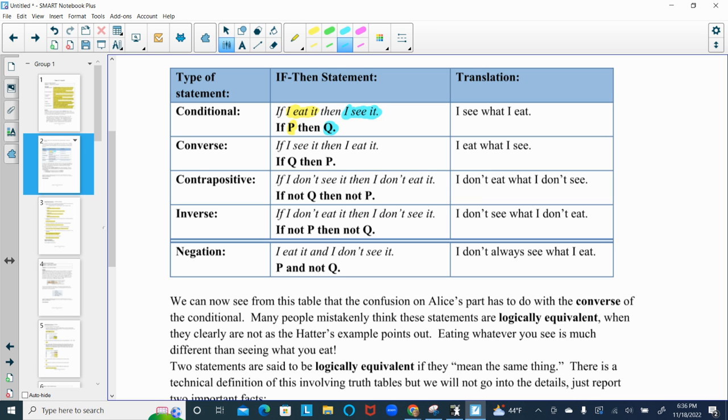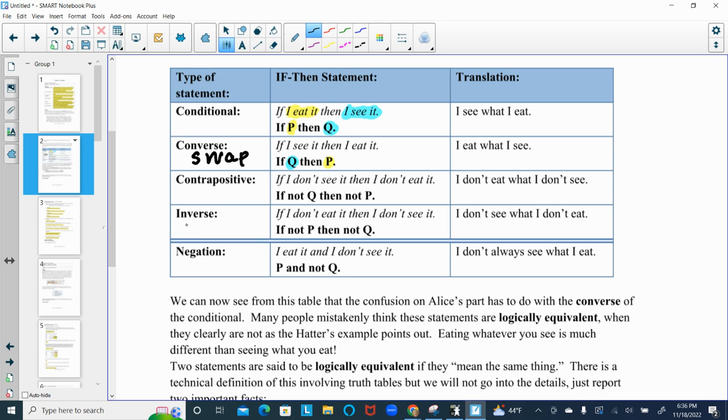Okay, so when we go to create the contrapositive, notice that the Q has swapped places with the P. And I tell my students in high school that this is a swap or a switch. So then we take the Q statement, I see it, and we put that first. And then we put I eat it, which came first before, and we put it at the end. So we've taken the P and the Q and we've swapped it.